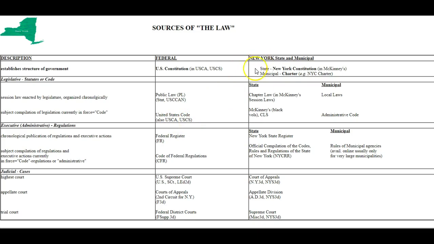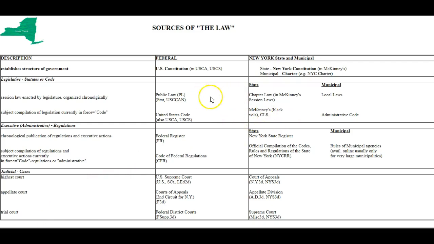Again, moving to New York, we will find the force used, the magic of codification in, again, it's called McKinney's, but you will find the McKinney's code in the black volumes of McKinney's. The session laws actually are in red volumes. And another unofficial code is called CLS, or Consolidated Laws Service. So you will find the McKinney's code on Westlaw, and you will find CLS on Lexis, as well as both are in print.